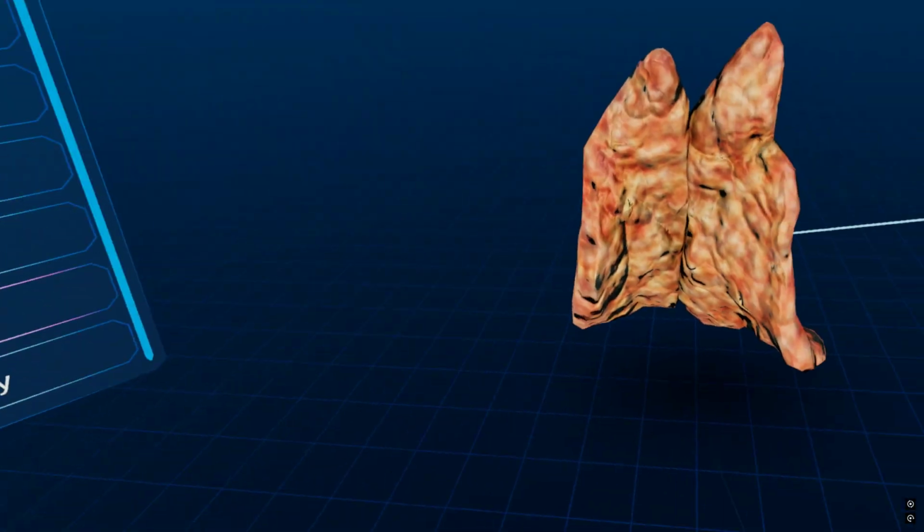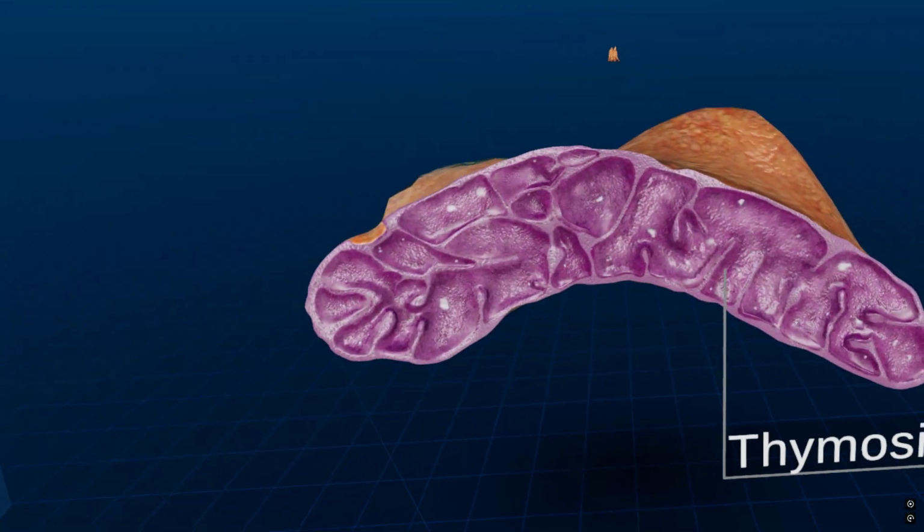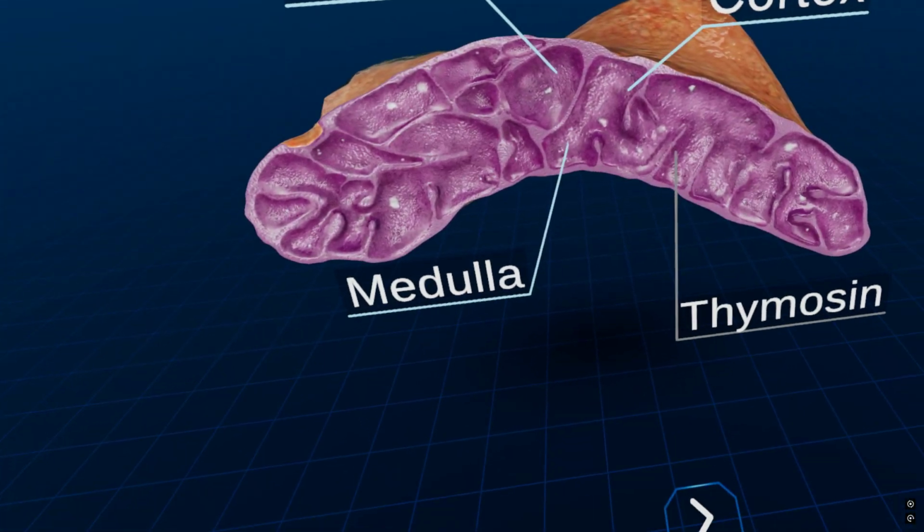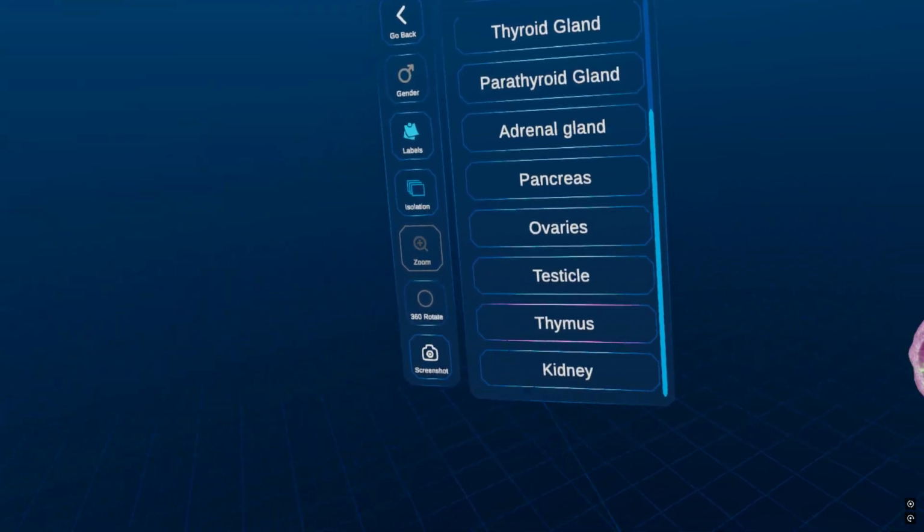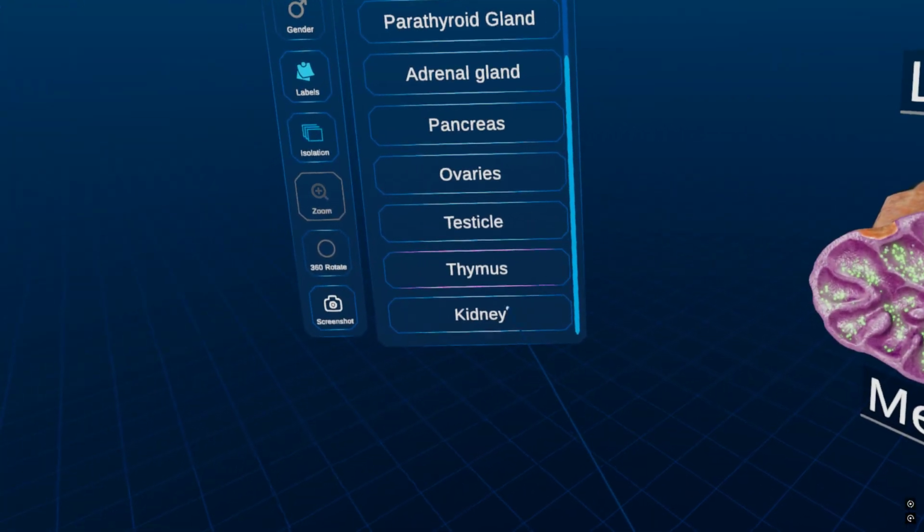The thymus gland plays a vital role in the development and maturation of T-cells.